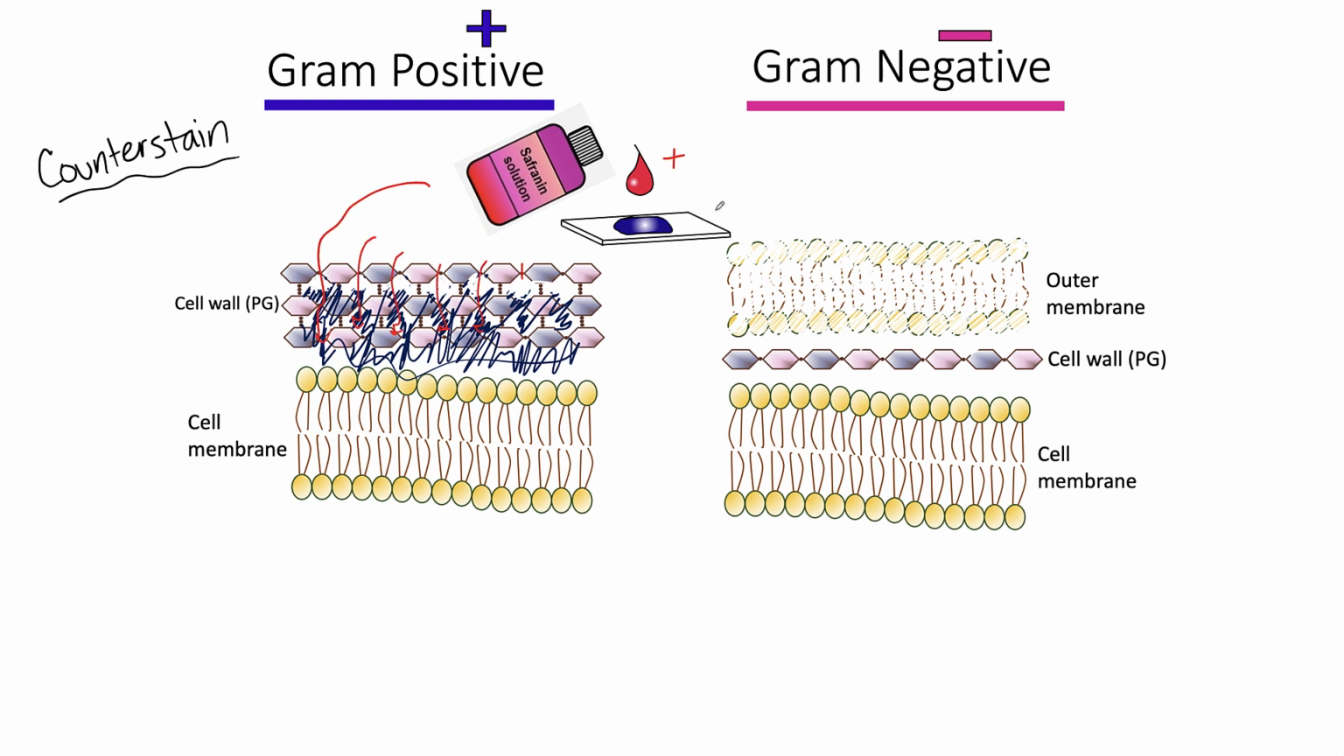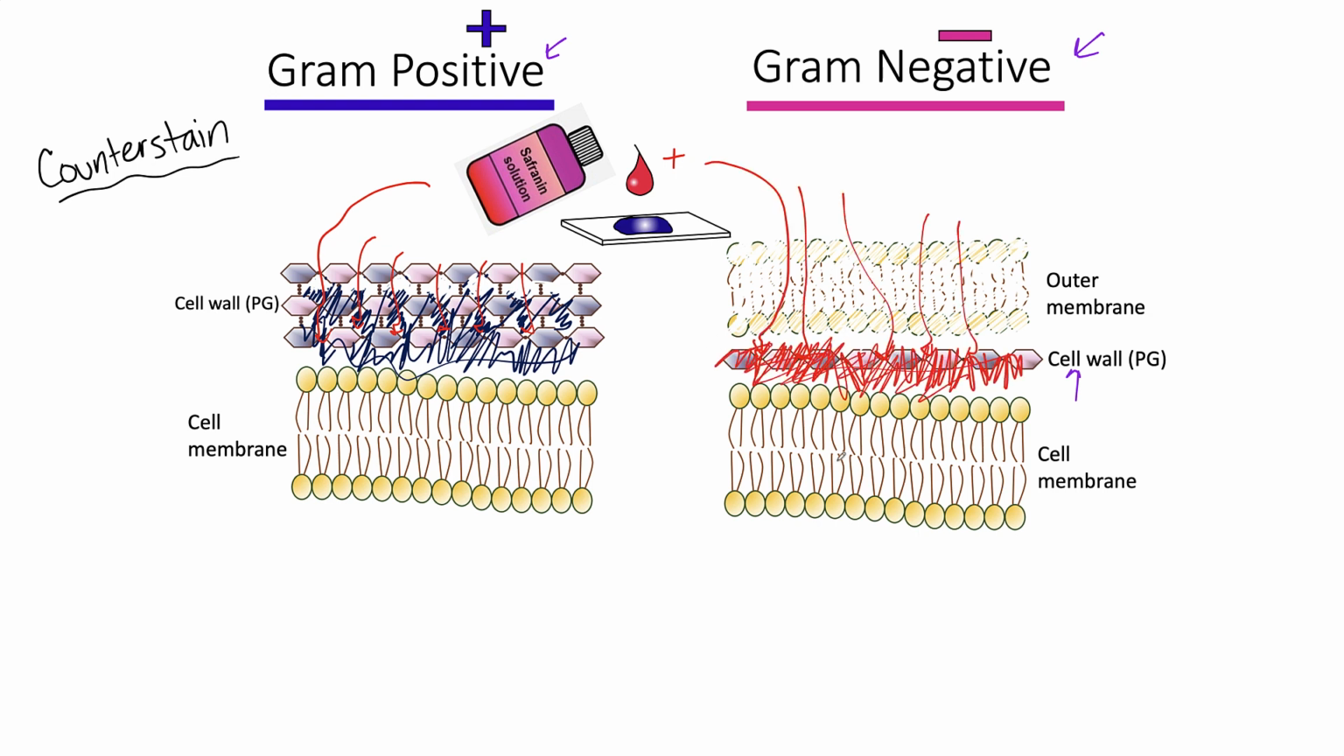Safranin solution is red. It's cationic. It's going to behave similarly in that it's going to be attracted and pulled and saturated into these layers of peptidoglycan on the gram-positive cell. But it's a light red, so it's not going to change the color much. Okay? As opposed to the gram-negative cell over here on the right. Look, it's totally clear. It has barely any outer membrane left and just one little thin layer of peptidoglycan that has no stain on it.